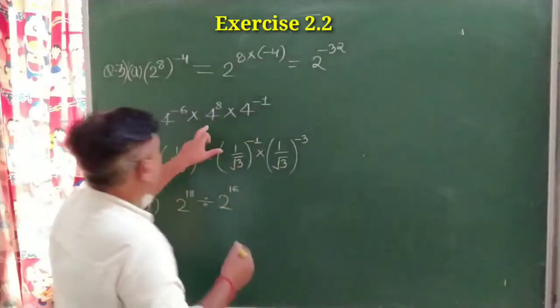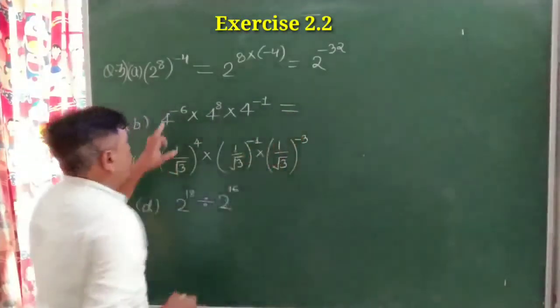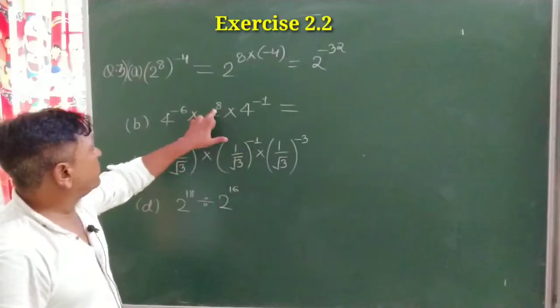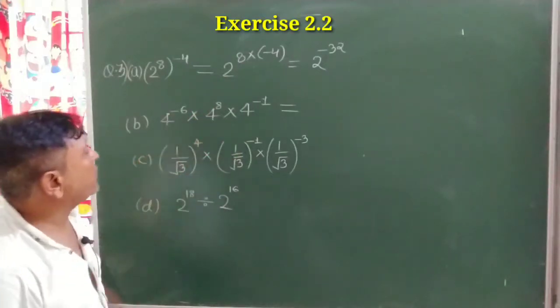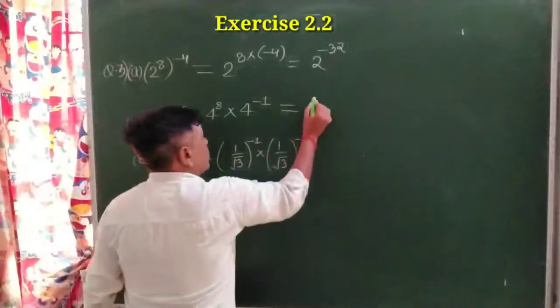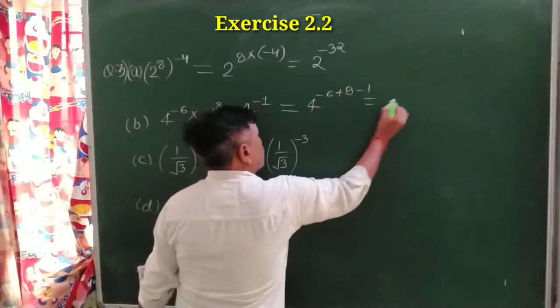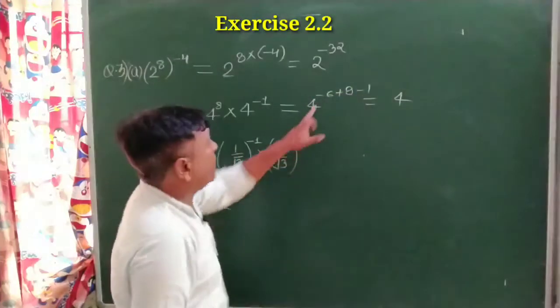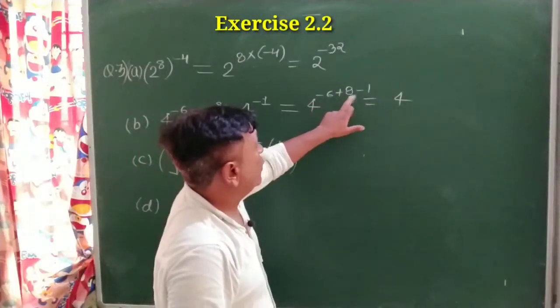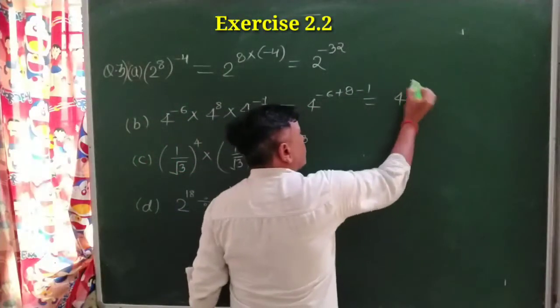Okay, see here, bases are same but powers are different. It means all the powers will get added up. 4 minus 6 plus 8 minus 1. The answer will be minus 6 plus 8 is 2, 2 minus 1 is 1.